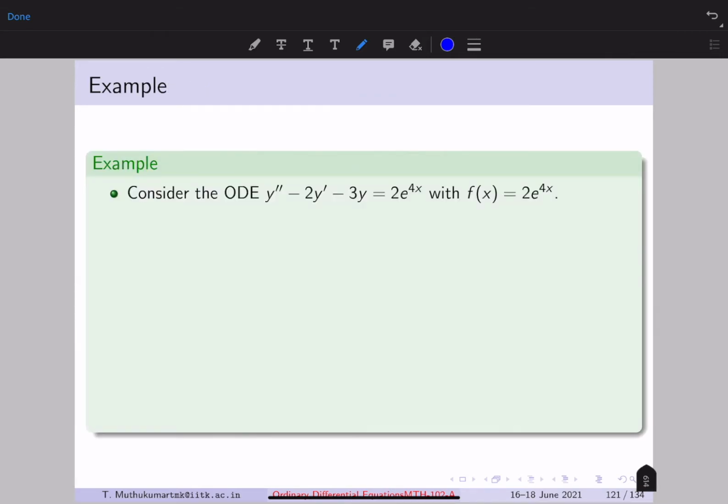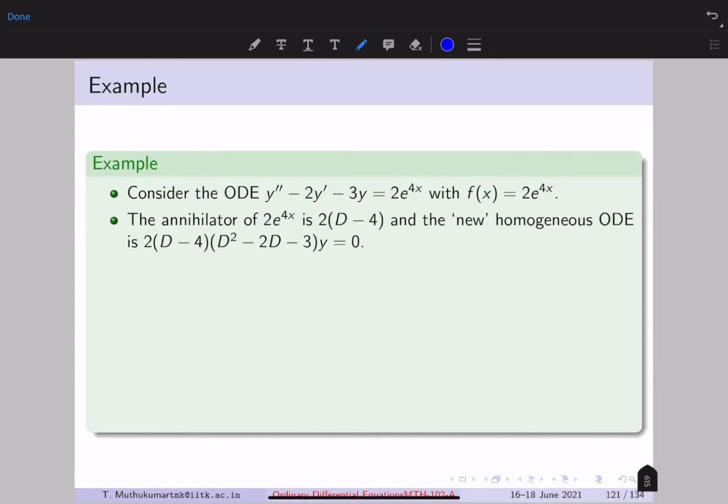So let's take this example. It's a second order ODE where your f is 2 e power 4x. So what you do is look for the annihilator of your f. This is an exponential function, e power 4x, so the annihilator is d minus 4. If you apply this annihilator to both sides of this ODE, you get a homogeneous ODE of this form. But now this is a third order linear constant coefficient ODE.